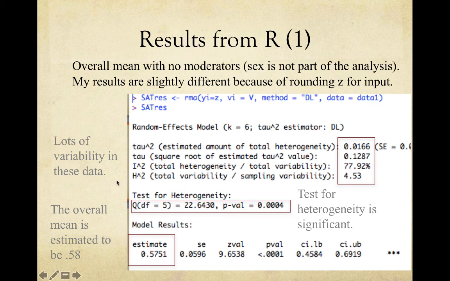Okay, so here's my model result. The overall estimate is 0.58, which is basically what I got. Standard error is 0.06, Z is close to 10, so P is very, very small. Confidence interval goes from about 0.46 to about 0.69. Okay, so that is the results from running metafor on all 6 at once. And we're getting results that look like what I got when I did it in Excel.